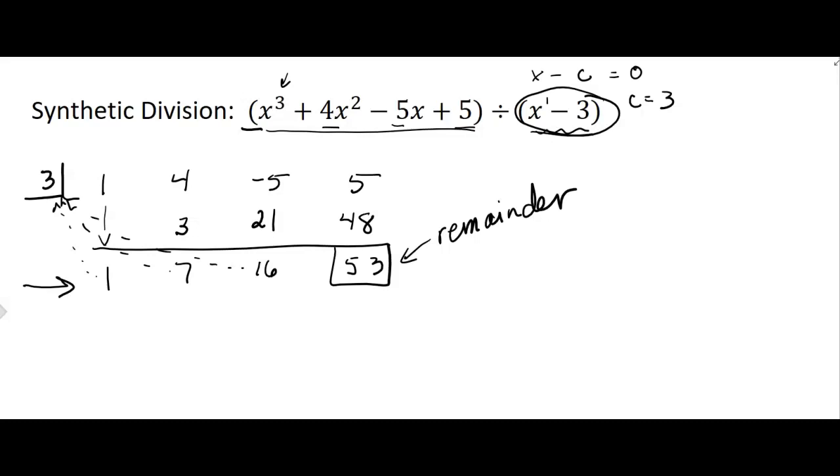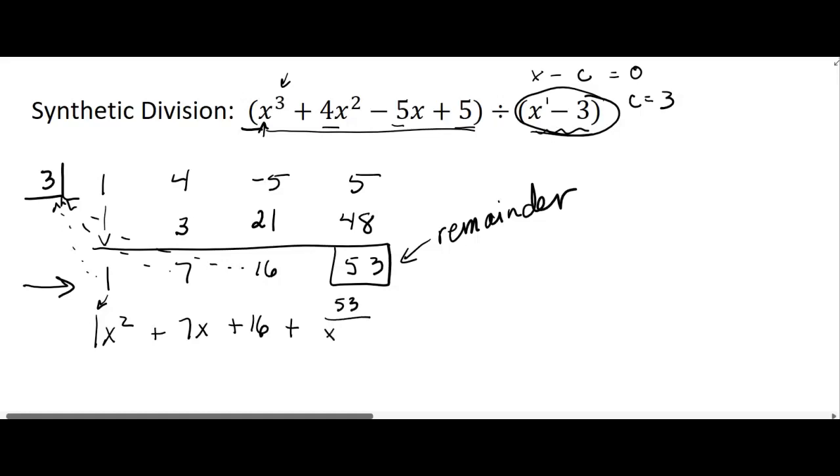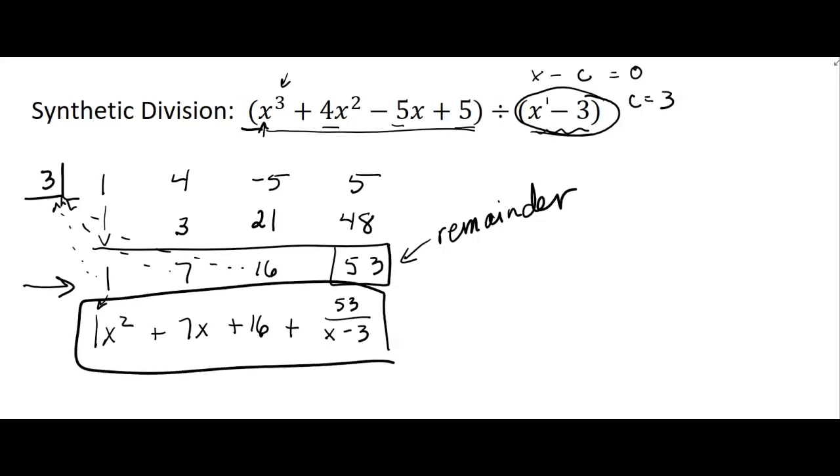And the only thing is you have to go down a degree. So if it was x cubed, now it's going to go to x squared. In fact, that's a 1x squared. That 1's coming from there. You don't have to write the 1, but okay. Then you're just going to go in order. Plus 7x plus 16 plus, and then it's the remainder, so it's 53 over the divisor, x minus 3. That's the quotient and remainder, okay? But I probably wouldn't put the 1.